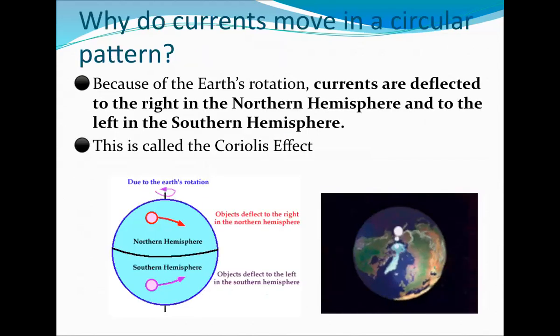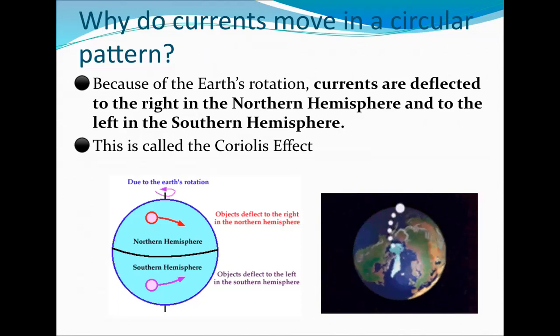So why do currents move in a circular pattern? Because of Earth's rotation, and we talked about rotation and revolution way back at the beginning of the semester when we did astronomy, currents are deflected to the right in the northern hemisphere, and they're deflected to the left in the southern hemisphere. If they're deflected one way in one hemisphere and another way in the other hemisphere, that is what gives us our circular pattern. And this is known as the Coriolis effect.